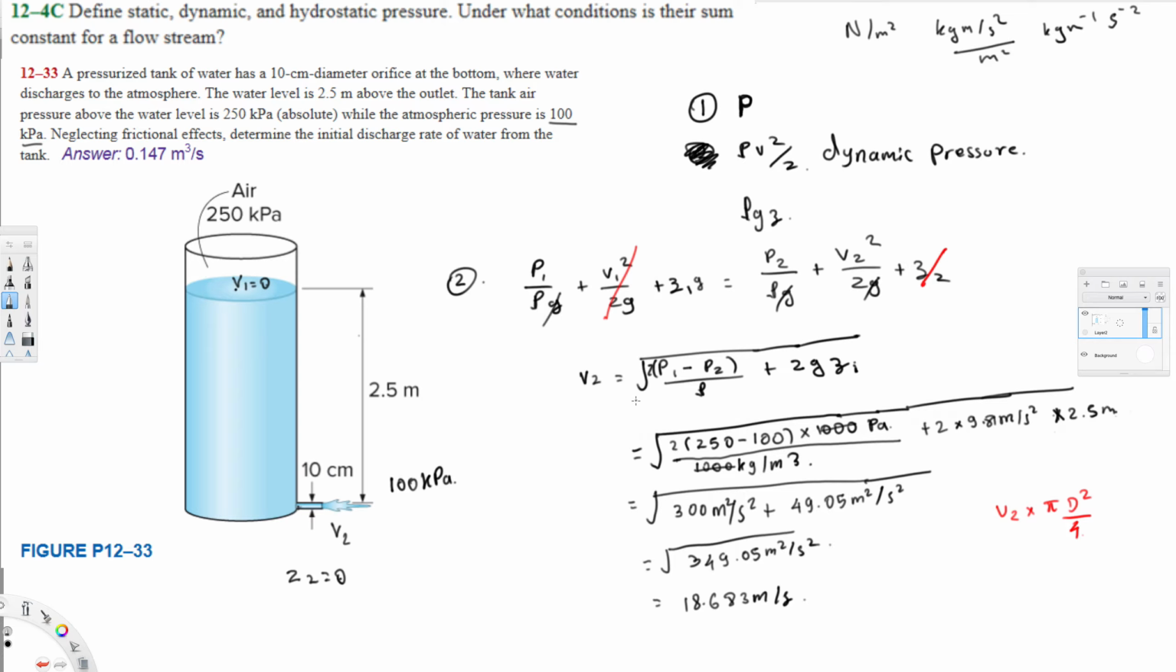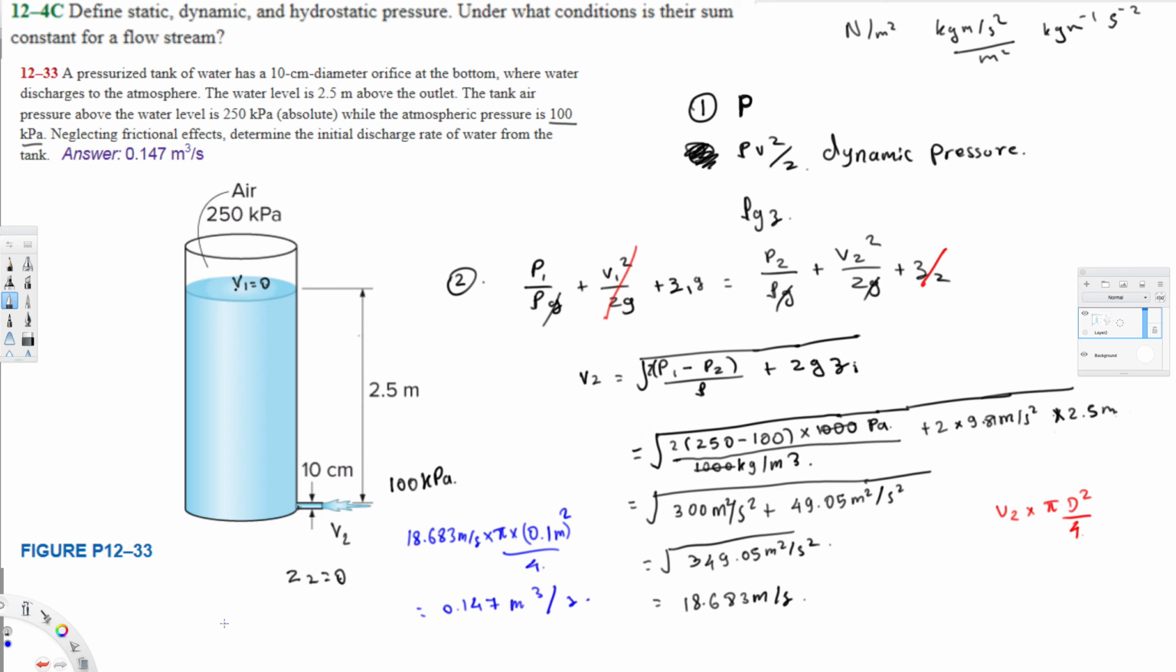So we have the velocity right now. All we have to do is simply use this equation and find the volume flow rate. That's what we have to find. That's the question, right? So let's do this. So V2 is 18.683 meter per second times 5 times, this is in centimeter, I have to convert into meter, that's going to be 0.1 meters square divided by 4. And if I calculate this value, this one comes out to be 0.147 meter cube per second.